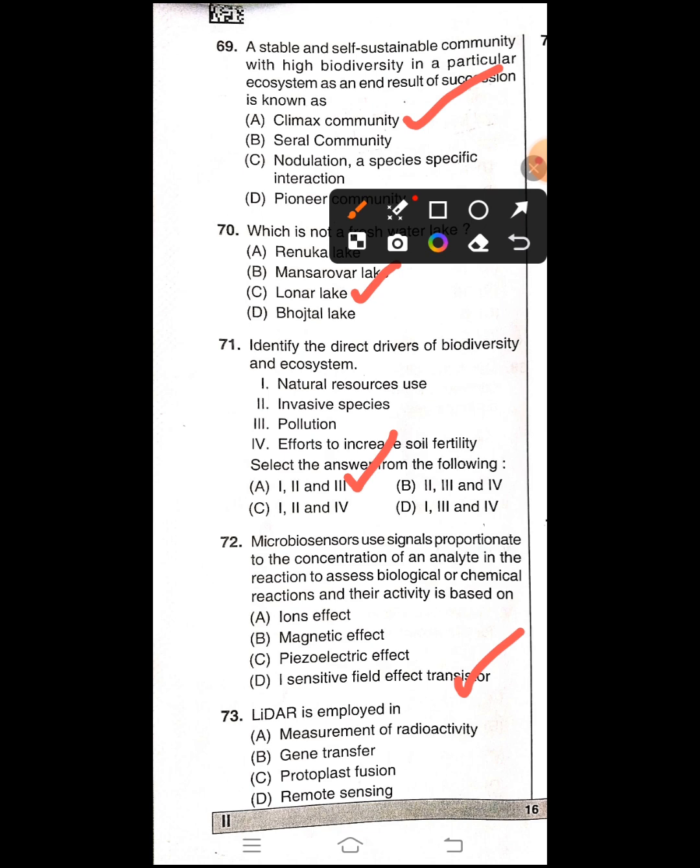LIDAR is employed in. Options are measurement of radioactivity, gene transfer, protoplast fusion, remote sensing. So the correct answer is remote sensing. Let's see the next question.